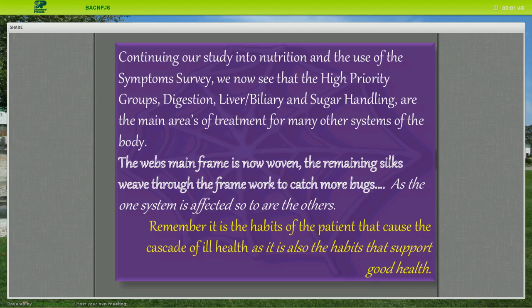the use of the symptom survey. You see now that we've covered the high priority groups, which is digestion, the liver, biliary, and sugar handling system, as the main areas of treatment for the symptom survey. And now we're moving into some of the ancillary portions of the symptom survey, where we start to put on a little bit more of that. The frame is woven, and now we're starting to do those little outer layers that catch more bugs.